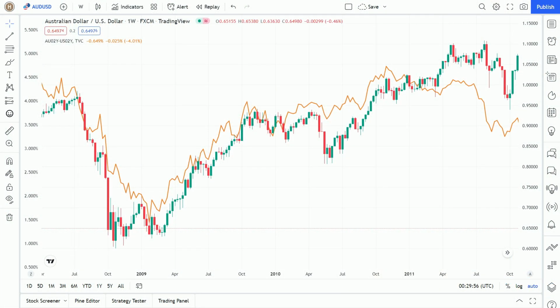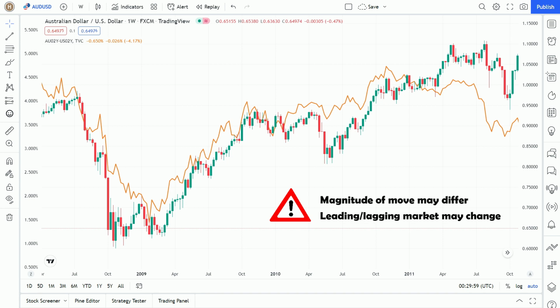This multi-year chart shows how the Aussie dollar closely tracks the differential between the 2-year Australia government bonds and the 2-year US government bonds. As the Australian bond yields decrease relative to the US bonds, the Aussie depreciates relative to the dollar. While this correlation between currency performance and interest rate differentials generally holds true, there may be differences in the magnitude of the move, and one market may slightly lead or lag the other.